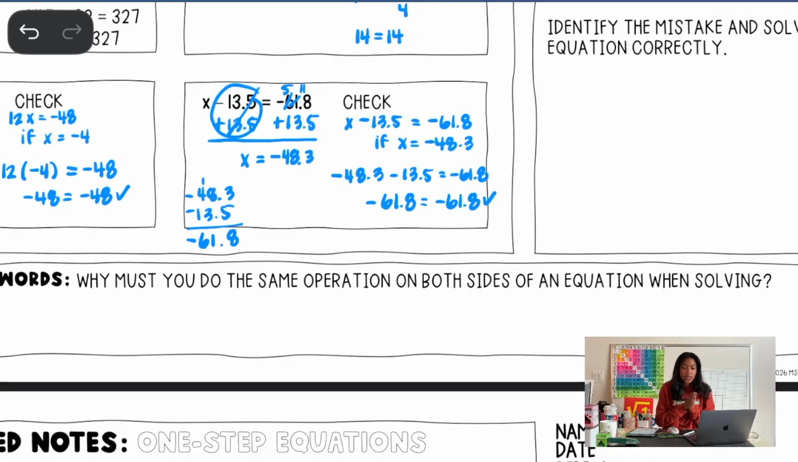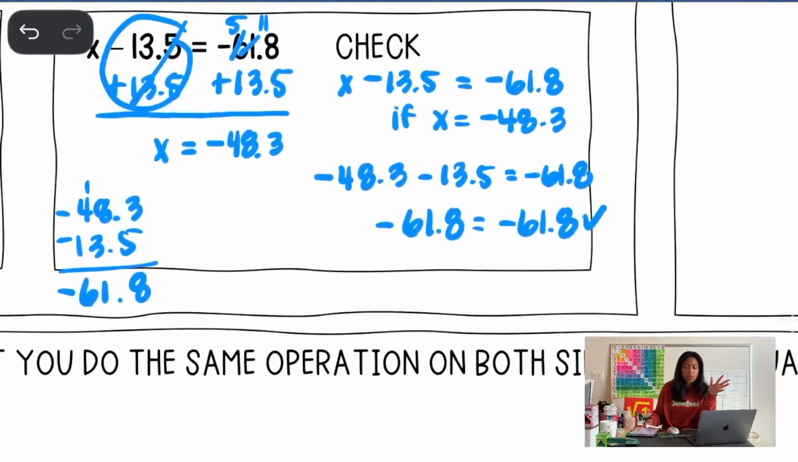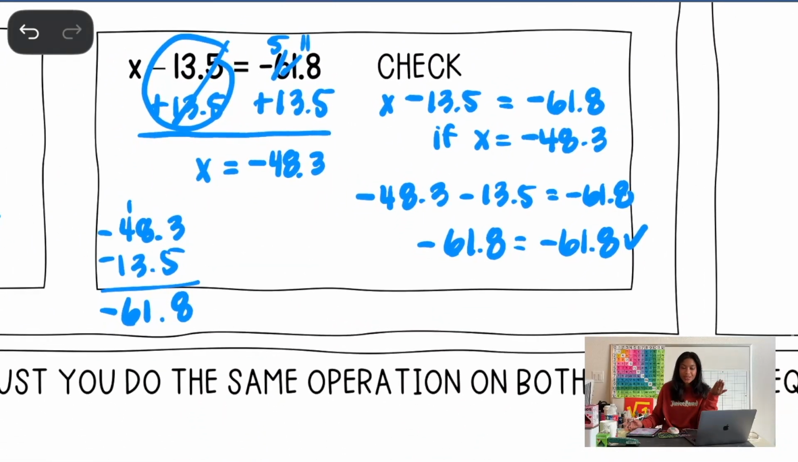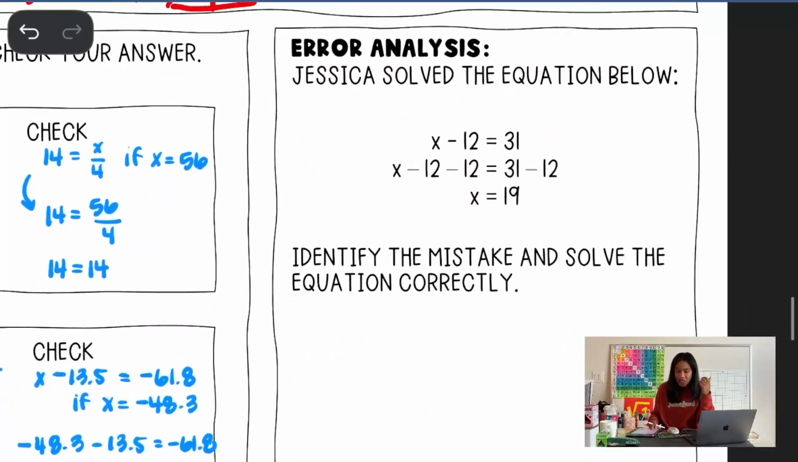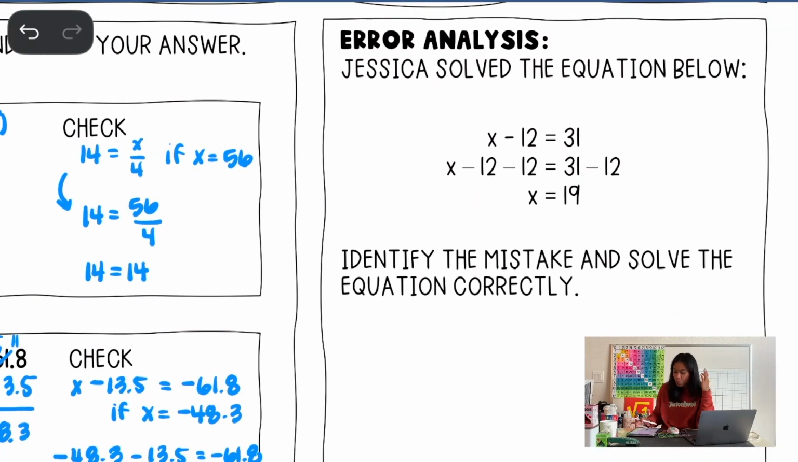Why must you do the same operation on both sides of an equation when solving? And I actually forgot to do something, so don't even listen to me. We're gonna go back. Let's pretend that we were still here. Great job. All right. Last thing. Let's do a little bit of error analysis. Let's make sure that we really understand some of those common mistakes that can be made and how we can avoid them. So as Jessica solved the equation below, here's her equation: x minus 12 equals 31.